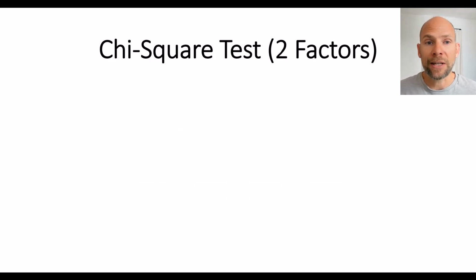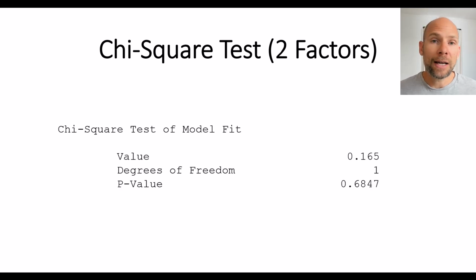How does that fit? The chi-square test, again, is our omnibus test for testing the entire mean structure and the entire covariance structure for model fit. You can see that the chi-square value looks much more favorable, with a value of 0.165, 1 degree of freedom, and a p-value of 0.6847, which is not statistically significant at the 0.05 level. So this model is not rejected according to the chi-square test. In other words, it fits the data very well.